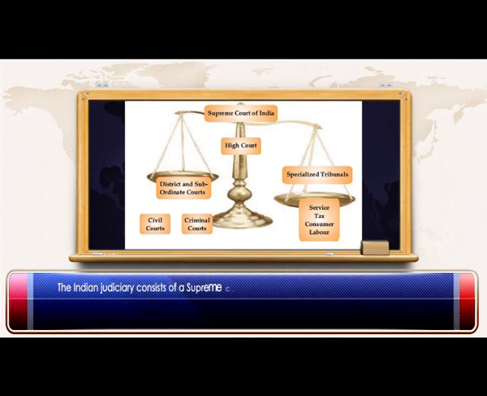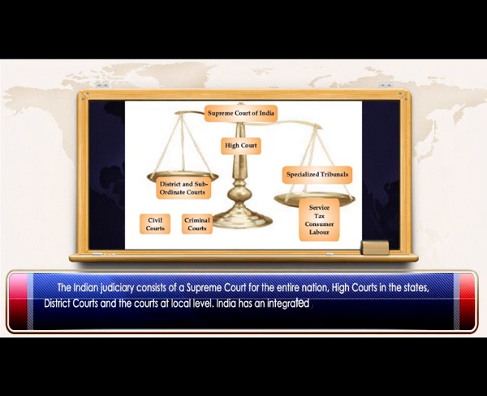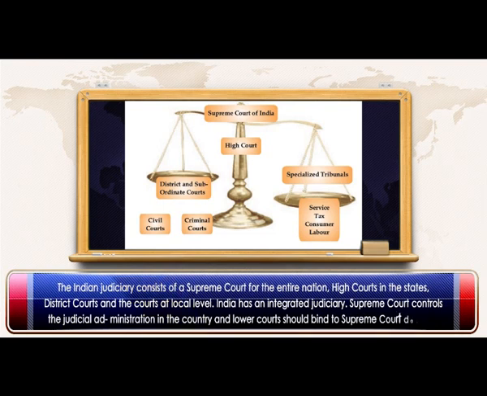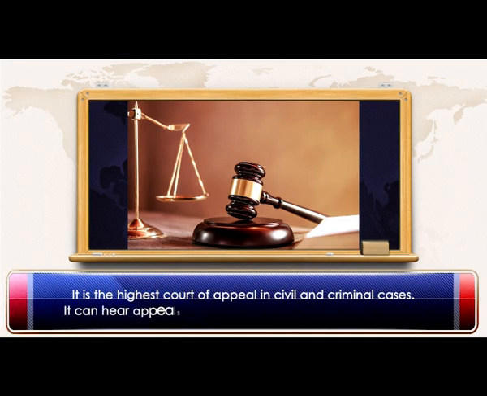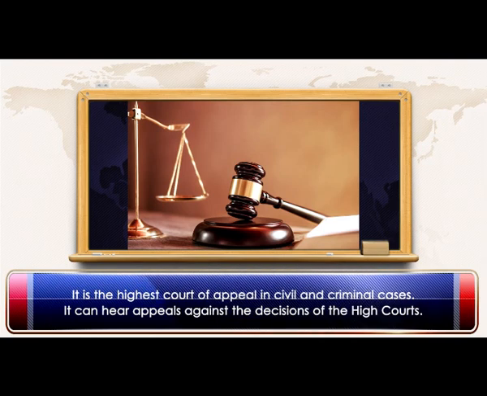The Indian judiciary consists of a Supreme Court for the entire nation, high courts in the state, district courts and the courts at local level. India has an integrated judiciary. Supreme Court controls the judicial administration in the country and lower courts are bound by the Supreme Court's decisions. It is the highest court of appeal in civil and criminal cases. It can hear appeals against the decisions of the high courts.